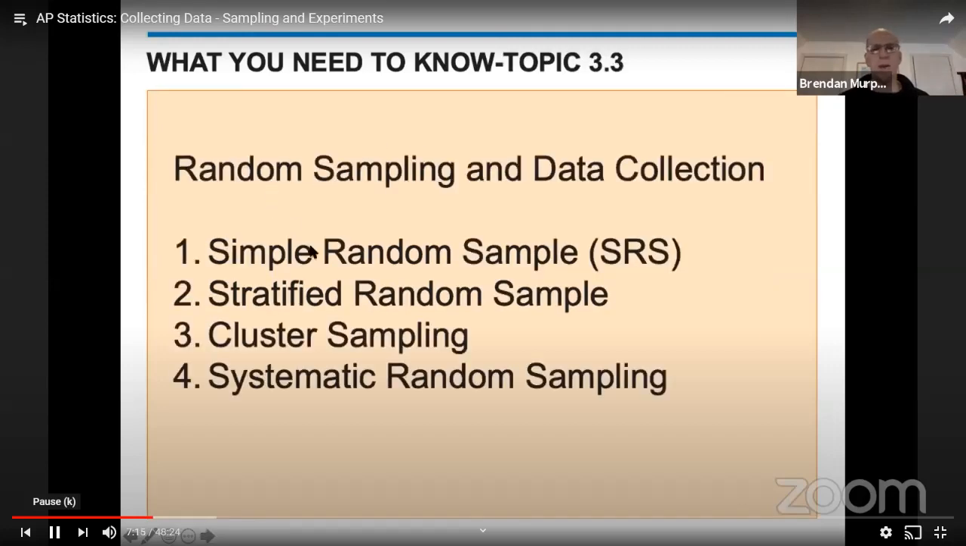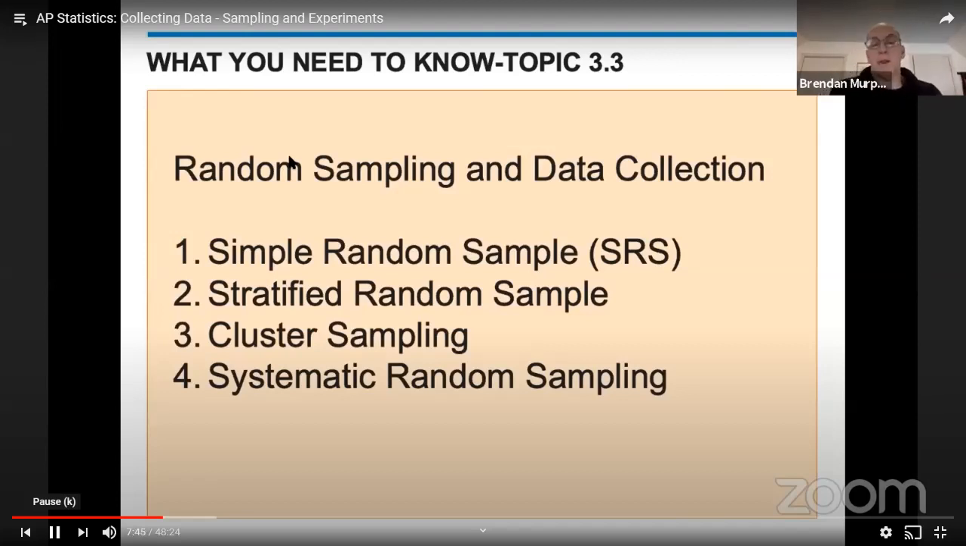We have 4 different ways in this course where we can randomly select our data, so random sampling and data collection. We can have a simple random sample, SRS. That's an okay abbreviation on the AP exam. We know what that means. We try to discourage too many abbreviations. Please don't use text speak. We want you to communicate clearly using good statistical language, but SRS is perfectly fine.